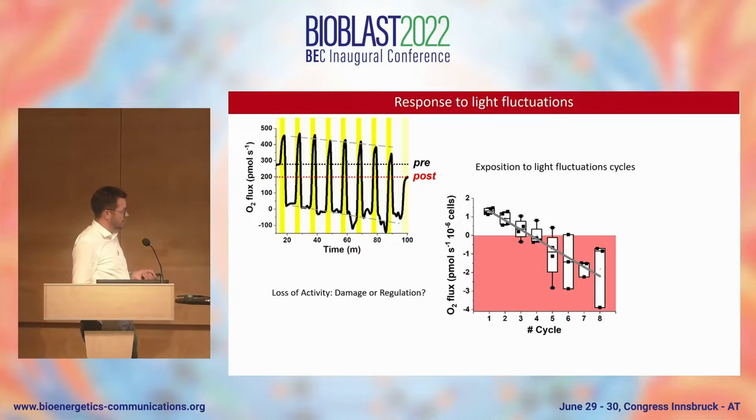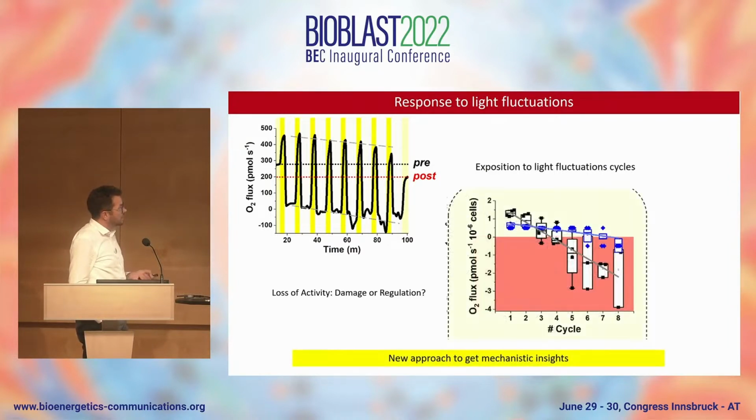So now we are dealing with the question of whether this decrease in activity is due to photosynthetic damage or regulation. That's more or less something that Thomas already addressed. And what we found, by looking at mutants, is that at least part of this response is due to regulation. So this is one mutant without a regulatory mechanism of photosynthesis, and you see that this decrease is less clear.